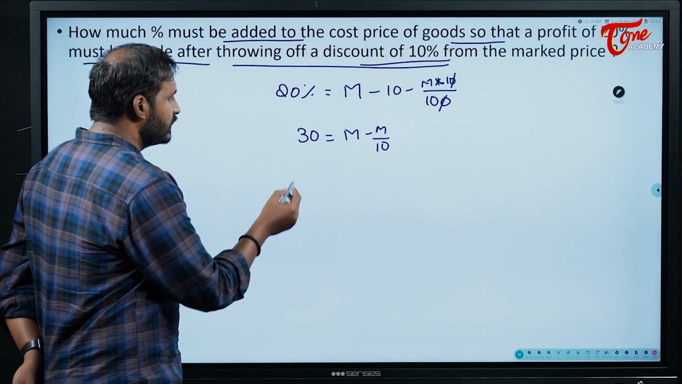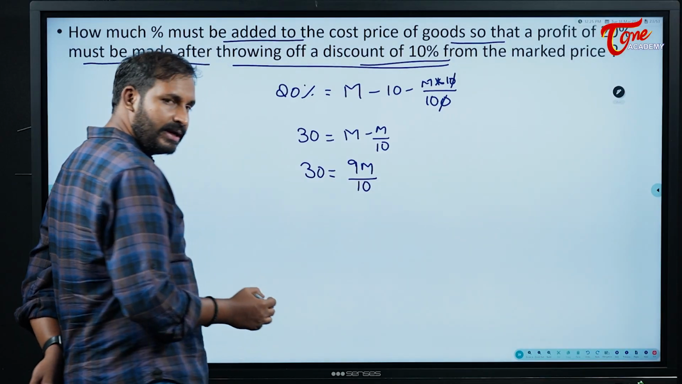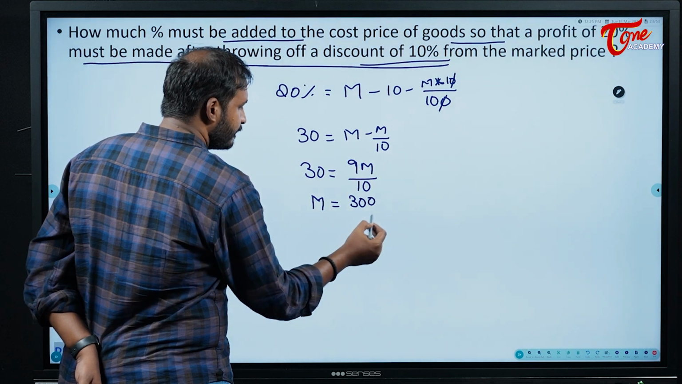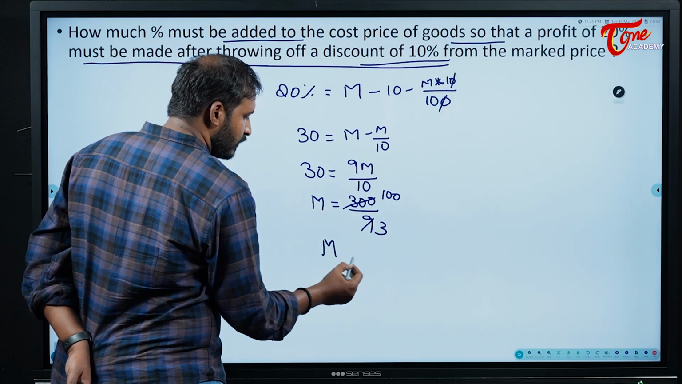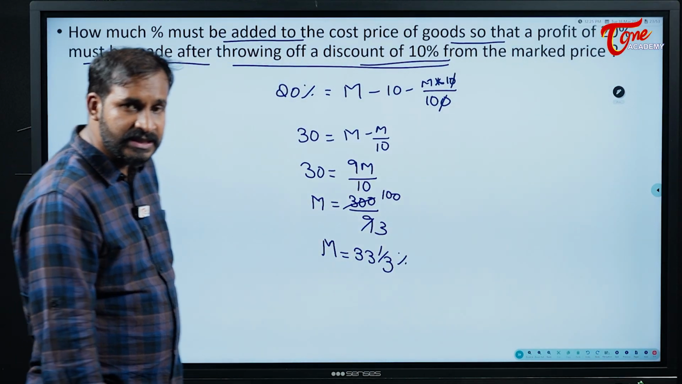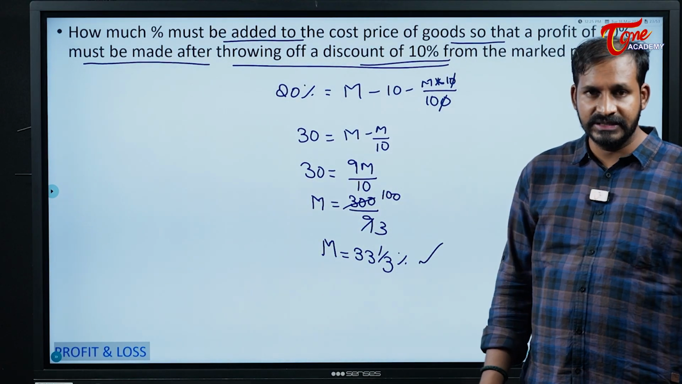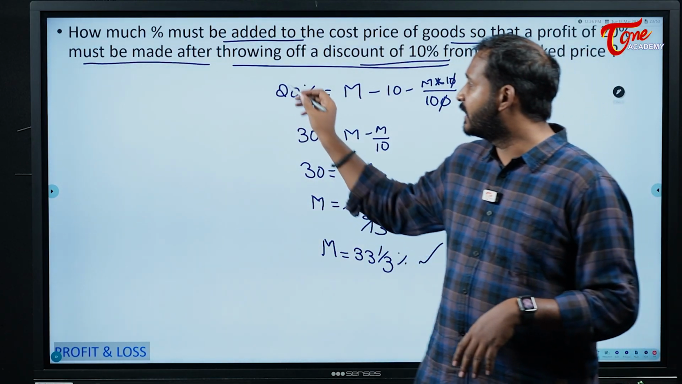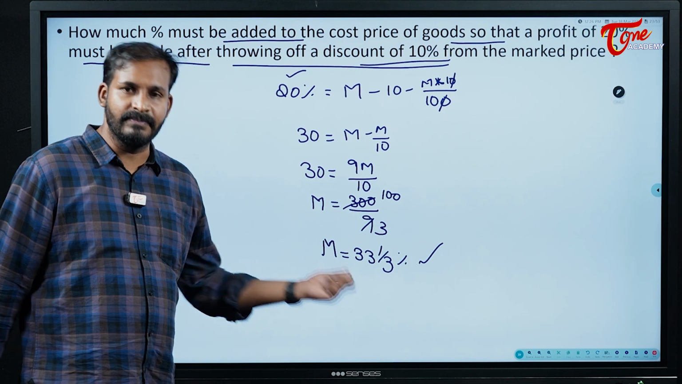So if you solve this one, what will you get? 30 is equal to, what happens to this value? 9M by 10, we all know. So from this M value becomes what for us? 300 by 9. So three hundreds, three threes. So M is equal to what I will get here? 33 1 by 3 percentage. That means initially the value should be increased by 33 1 by 3%. And then after giving a discount of 10% also, still the shopkeeper will get a gain of 20 percentage. So he should mark up the price by 33 1 by 3%.